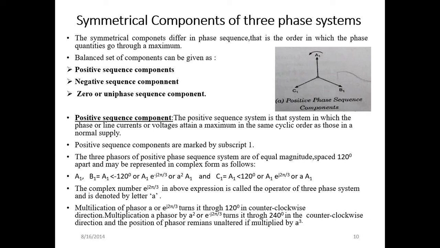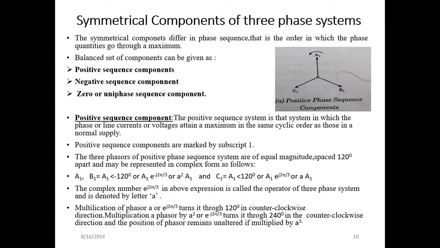First of all, what is meant by the positive sequence component? The figure here shows the phasor diagram for the positive sequence component. The positive sequence system is that system in which the phase or line currents or voltages attain a maximum in the same cyclic order as those in a normal supply. Positive sequence components are marked by the subscript 1. That means, suppose A1, B1, C1 are the positive sequence components for the A, B and C phases. The three phasors of the positive sequence system are of equal magnitude, spaced 120 degrees apart, and may be represented in complex form as follows.